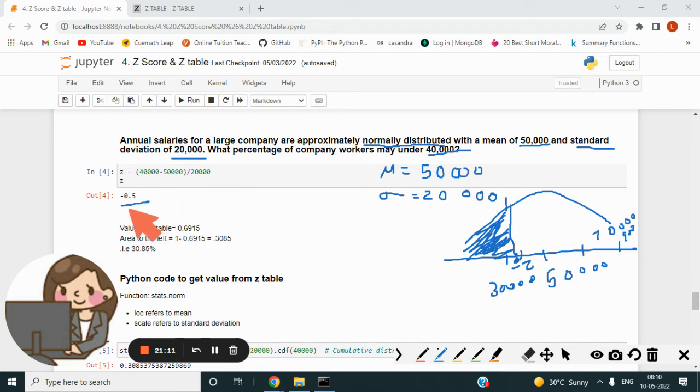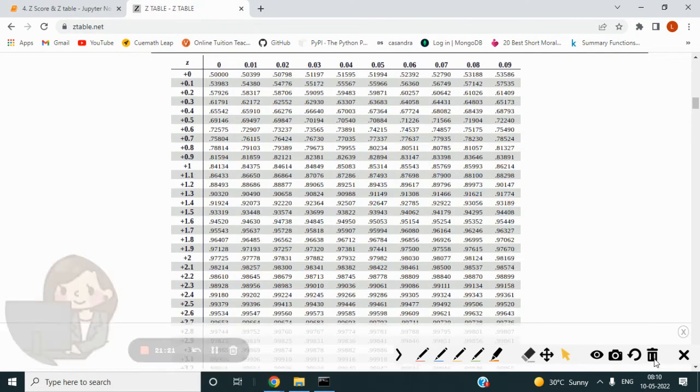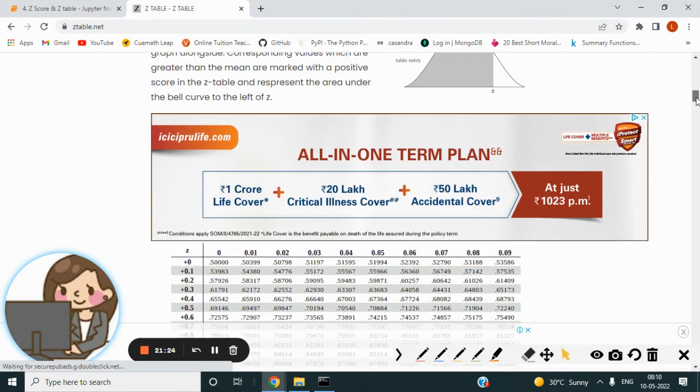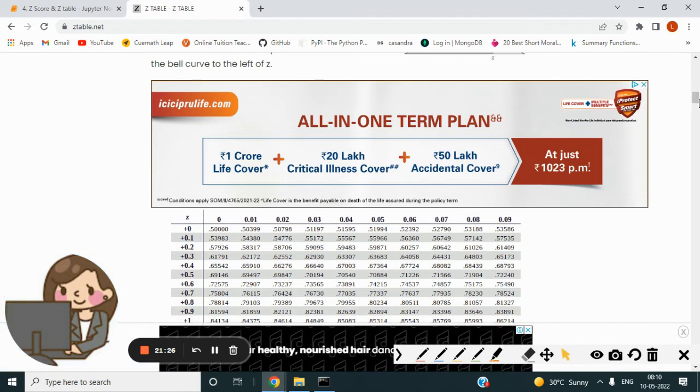We have found the z score is minus 0.5. So this is minus 0.5. Then we look into the corresponding value on the table. Okay, so let us see. Let us take minus 0.5. Where is minus 0.5?